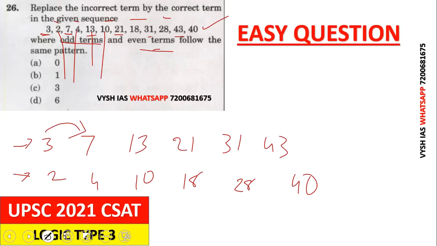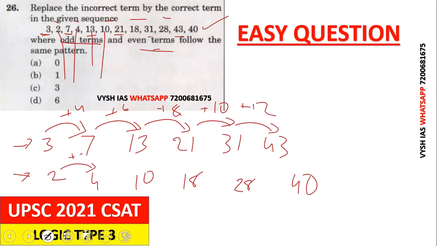Here what is happening? This is plus 4. Here this is plus 6. Here plus 8. Plus 10. Plus 12. So 4, 6, 8, 10, 12 they are adding. Here what is happening? Here it is plus 2. Here it is plus 6. Here it is plus 8. Here it is plus 10. Here it is plus 12.